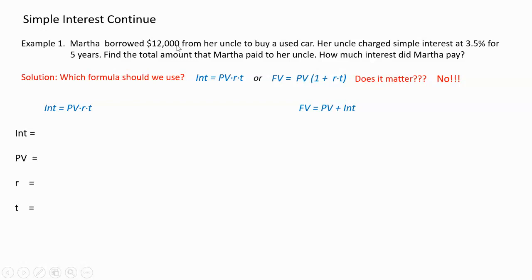It says Martha borrowed $12,000 from her uncle to buy a used car. Her uncle charged simple interest of 3.5% for 5 years. Find the total amount that Martha paid to her uncle. And how much interest did Martha pay?